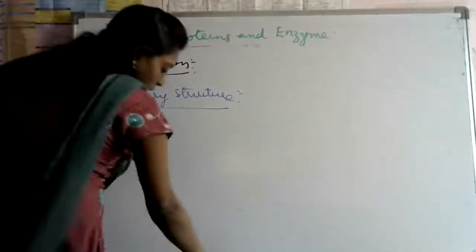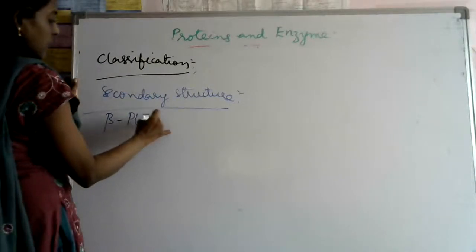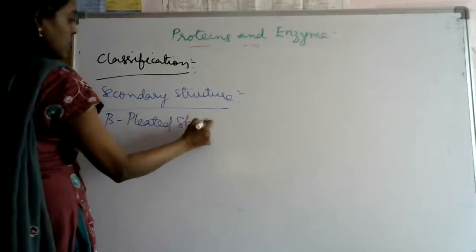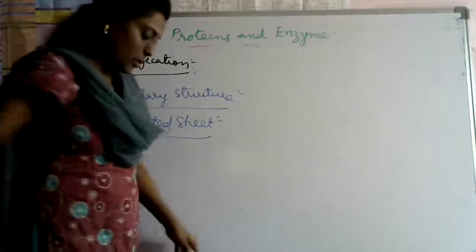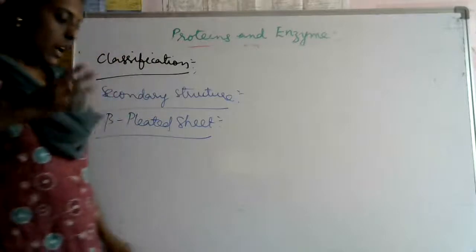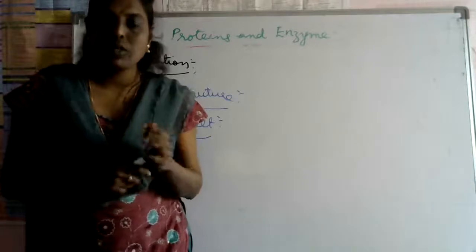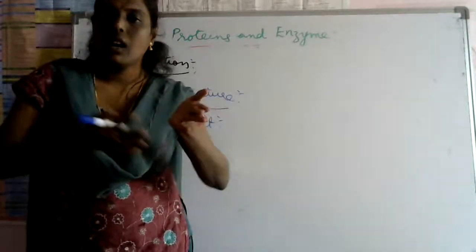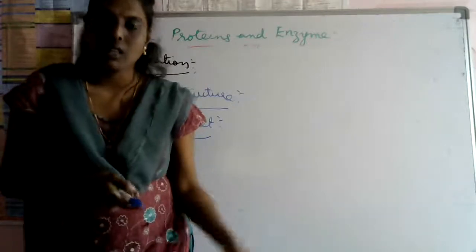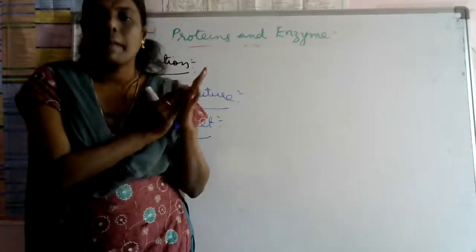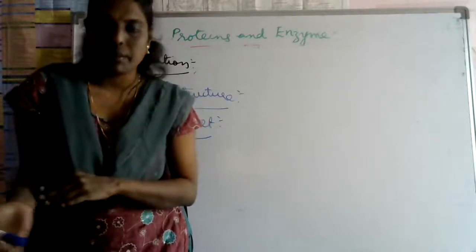Next, beta pleated sheet. In this form, the molecule is almost completely extended and hydrogen bonds form. Means here, if you take DNA, in DNA one chain is linked to the other chain through hydrogen bonds. Already we have seen. So pyrimidines form the hydrogen bond with the purines.